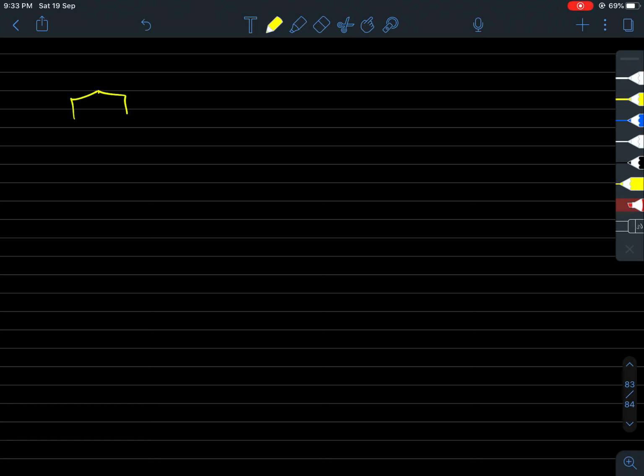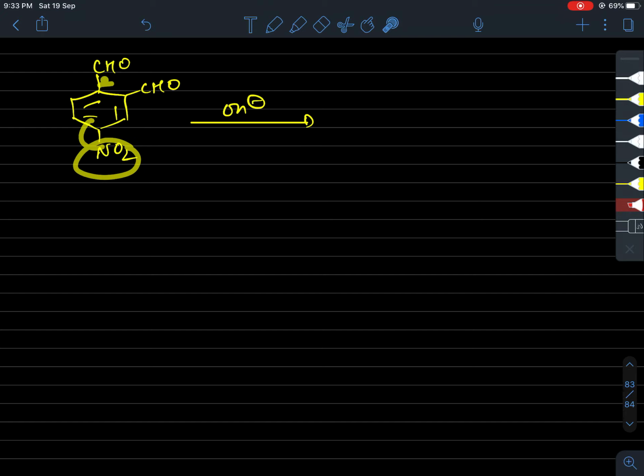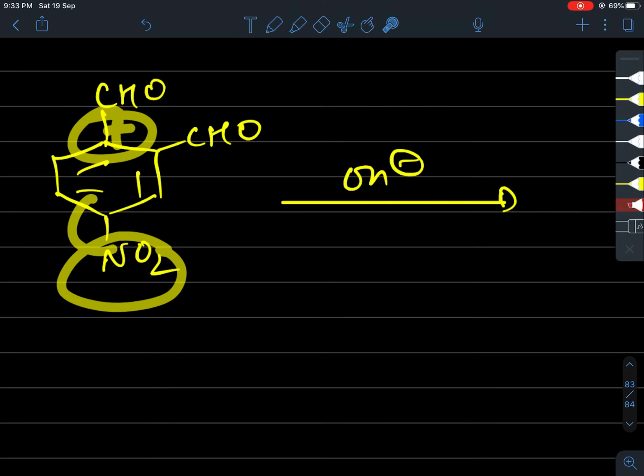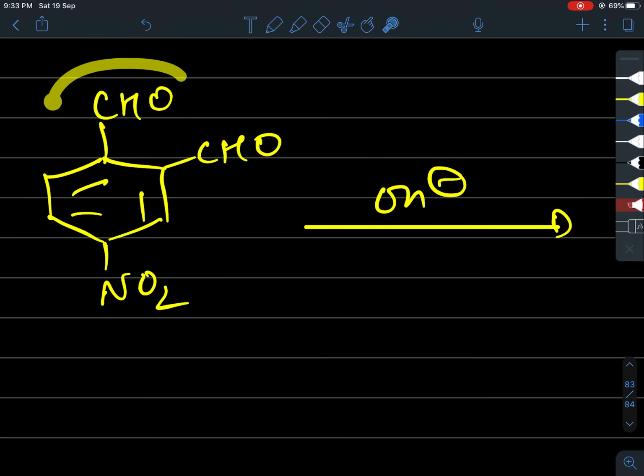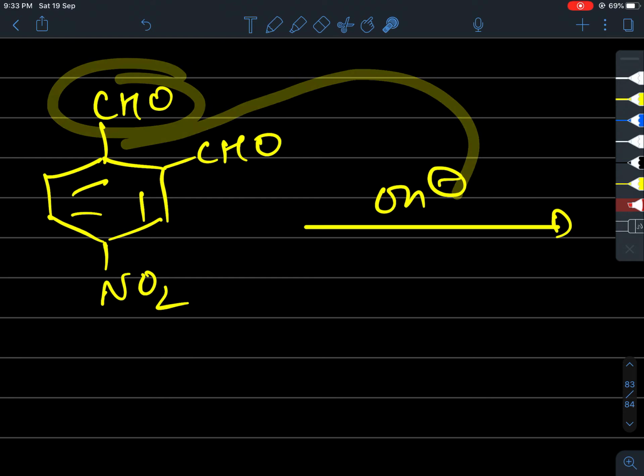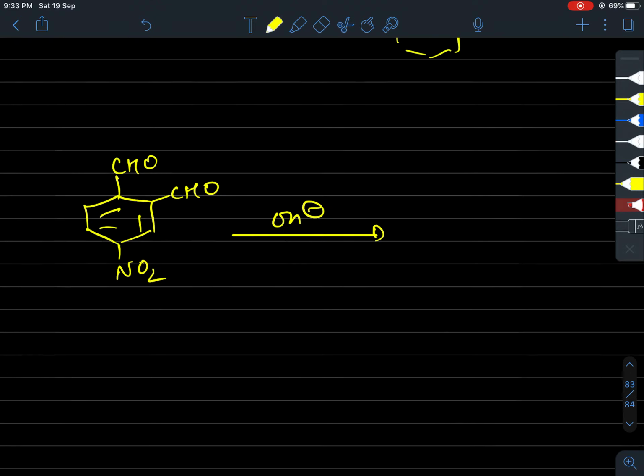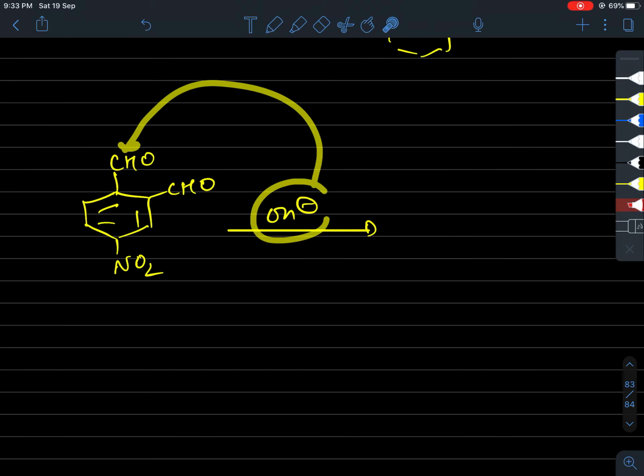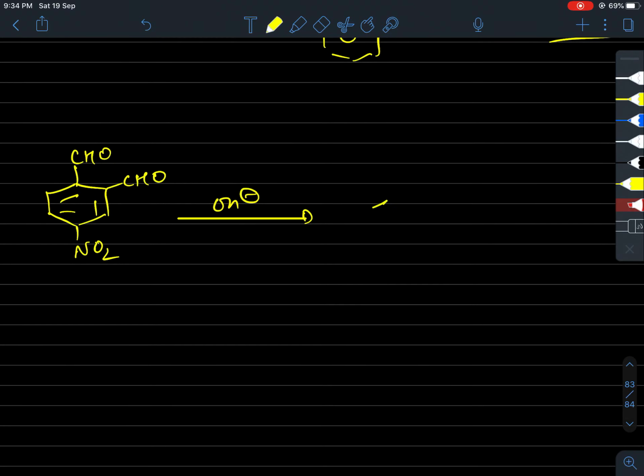And that molecule will be this one. Suppose I have CHO over here and CHO over here and NO2 at the end. Now where do you think this OH minus is going to attack? This NO2 will cause a positive charge at this carbon. So that means this particular carbon will be more active for this OH minus attack because it is at para position. The moment this is attacked by OH, that part will convert into carboxylate, and the other aldehyde group will convert into an alcohol.